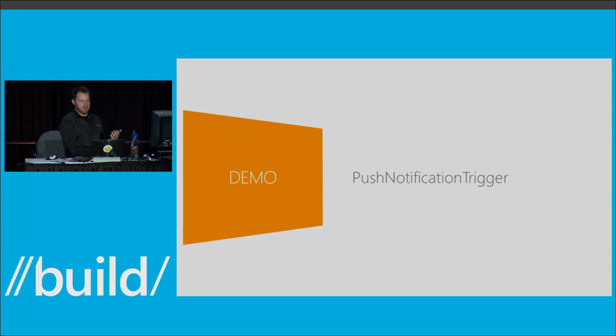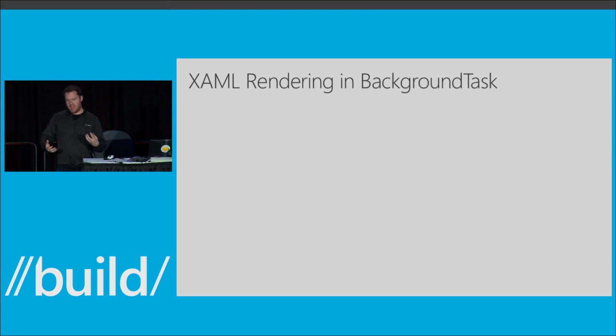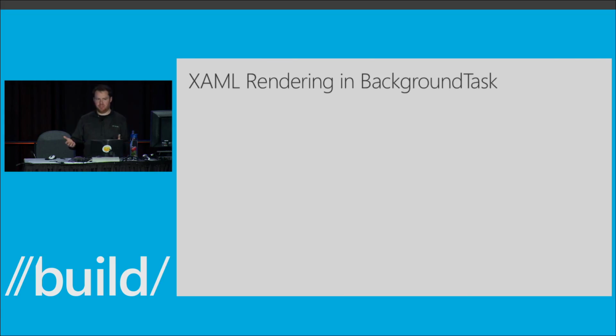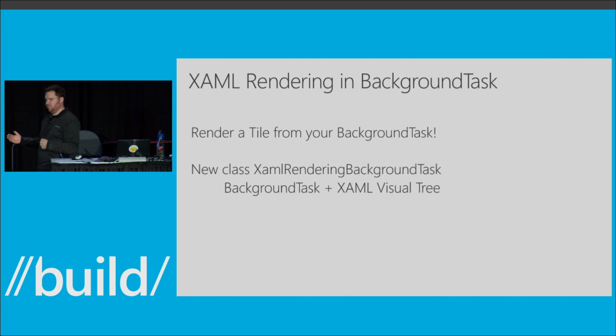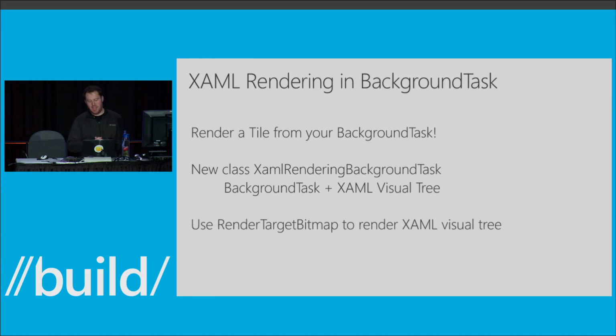So that was the push notification trigger, a super useful trigger. One other thing we're adding: if you're from Windows Phone, you're familiar with one of the most common things we see developers do, which is render their tile in their background agent. On your 30-minute periodic interval, you new up some XAML, render that to a bitmap, and then associate your tile with that bitmap. If you've done Windows 8 development, you know that's not available from background tasks. The XAML tree is not there. We've added it. We've created a new background task type called the XAML rendering background task. It is basically a background task plus the XAML visual tree. This allows you to render that tile in the background. You can use RenderTargetBitmap, which is analogous to the WriteableBitmap in Windows Phone. It's the new, converged version of that.